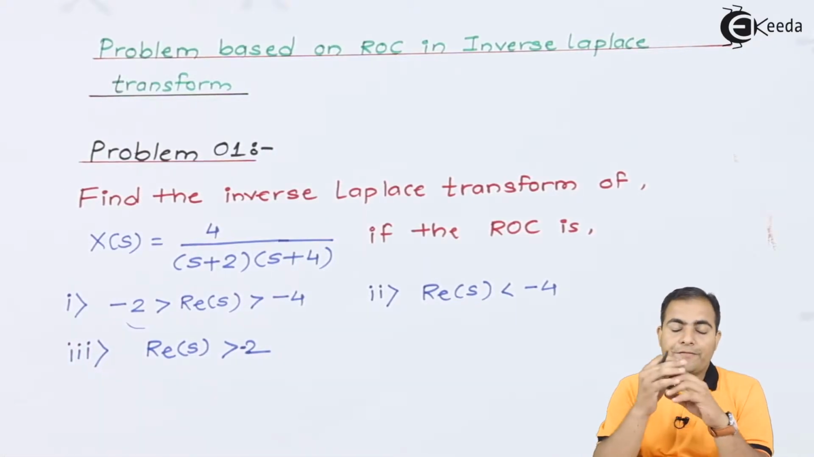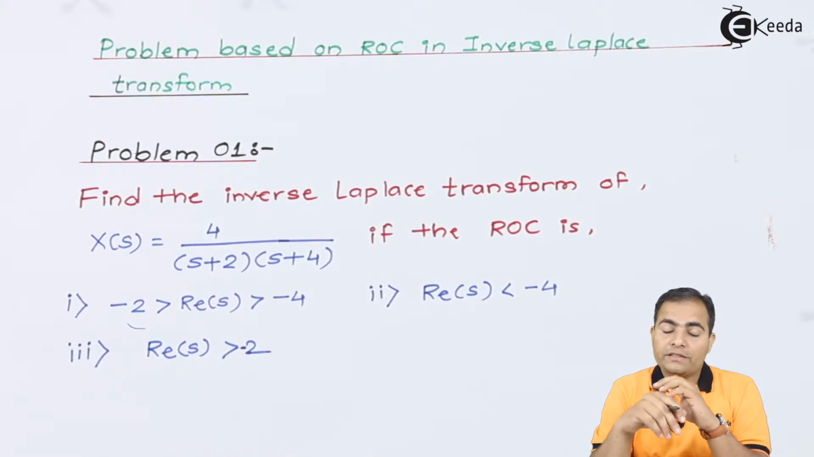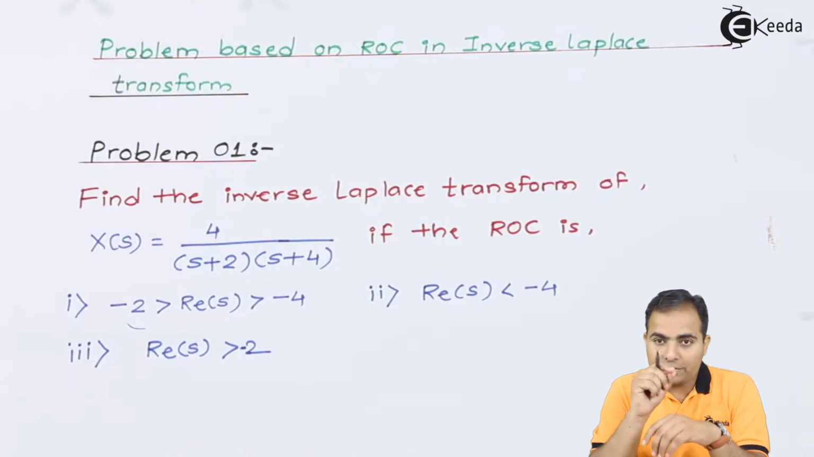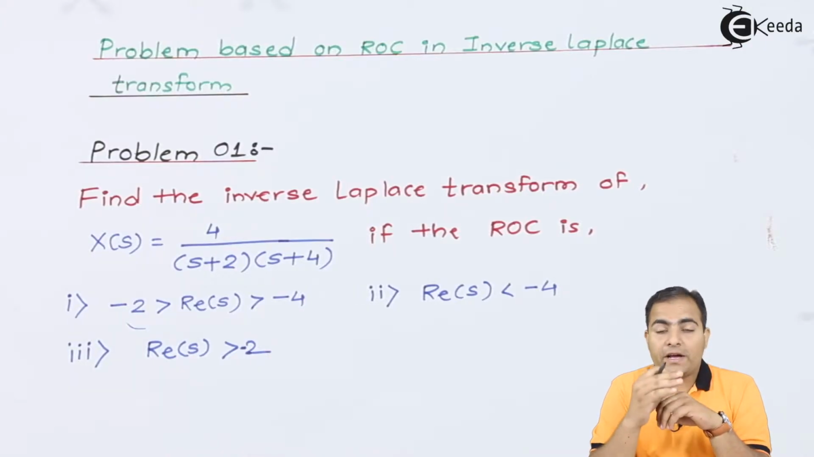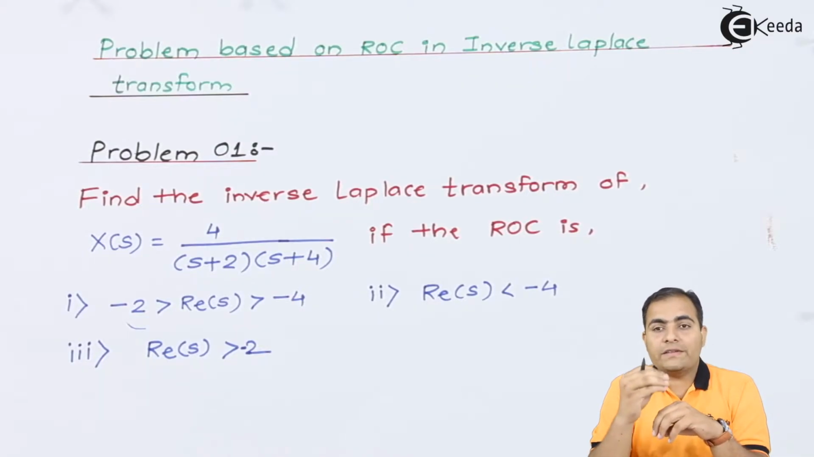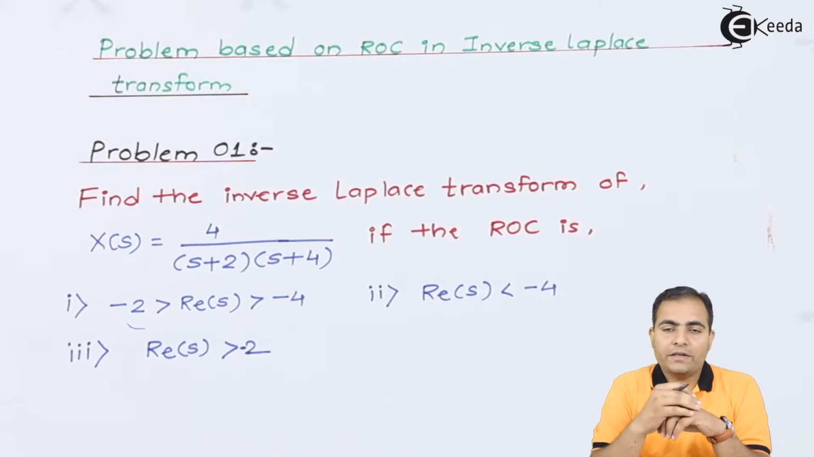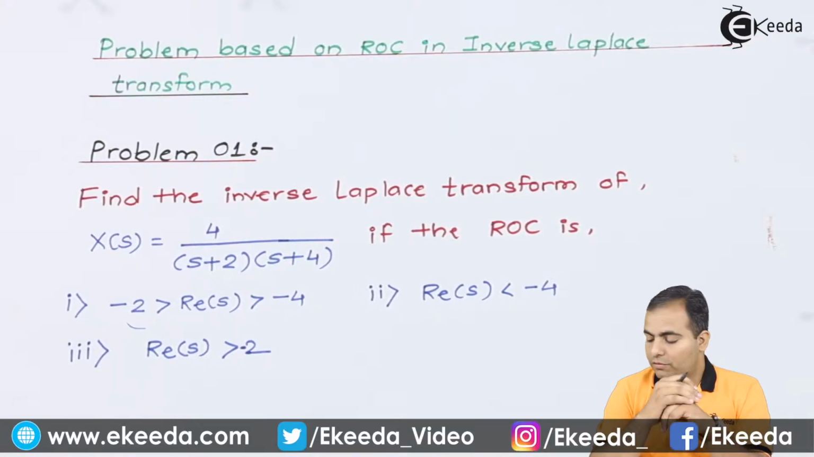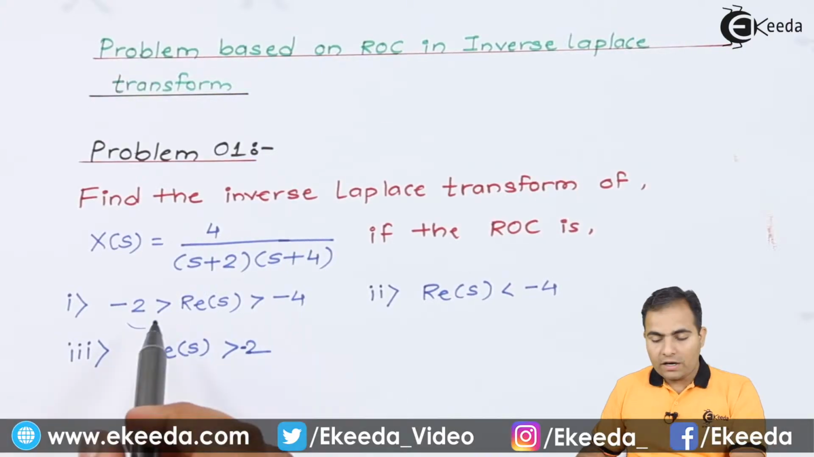Now we know that if your ROC is left-hand sided, then we will always replace all the u of t by minus u of minus t. If we have a right-hand sided ROC, then u of t will be there. I'll repeat: whenever we have a right-hand sided ROC, we will always write the unit step, that is u of t. But if we have a left-hand sided ROC, then we will always replace all the u of t by minus u of minus t. So be careful while solving with this ROC value.